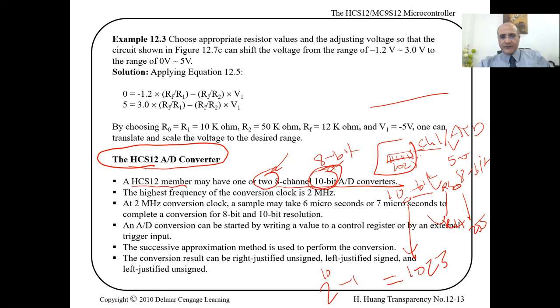Okay? The highest frequency, the convergence speed clock, the highest frequency of the converting clock that runs the A to D. The maximum is 2 megahertz. Okay, yani 0.5 microseconds time period. But the sample and hold and successive approximation takes time, right? It's not a single step, okay? So a sample may take 6 to 7 microseconds to complete.